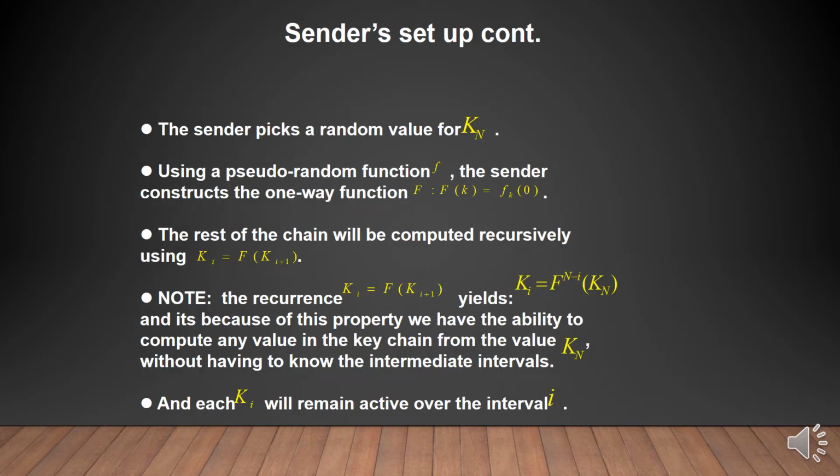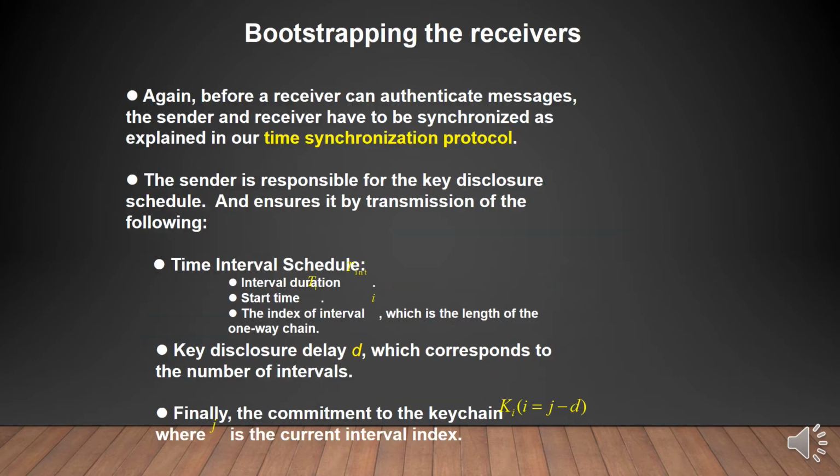The sender picks a random value for kn. Using a pseudo-random function f, the sender constructs the one-way function f of k is equal to small f k of 0. The rest of the chain will be computed recursively using ki is equal to f of ki plus 1. The recurrence ki is equal to f of ki plus 1 yields ki is equal to f raised to the power n minus i of kn, and it's because of this property we have the ability to compute any value in the key chain from the value of kn without having to know the intermediate results. Each ki remains active over the interval i.